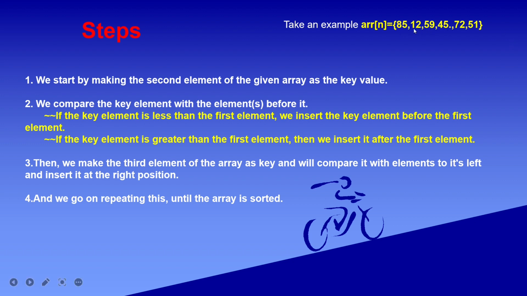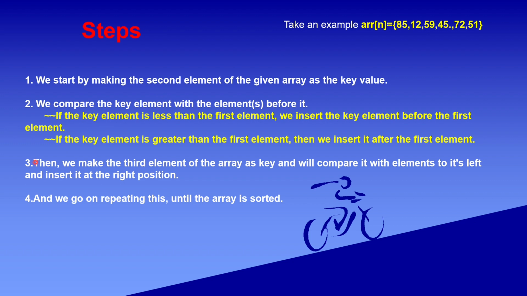How can we store the 12 before 85? In the array we can easily access any element. If I shift the 85 to the right side, then it will come to the 12 position. At this time the first position is blank. At this time I store the 12 there, then 12 is here and 85 is here.